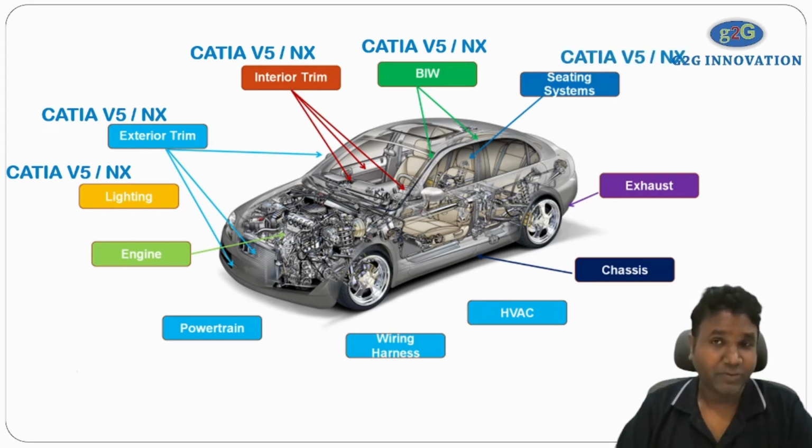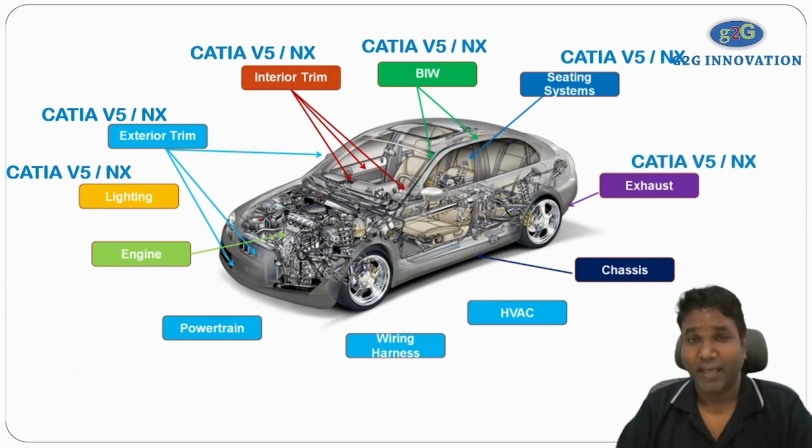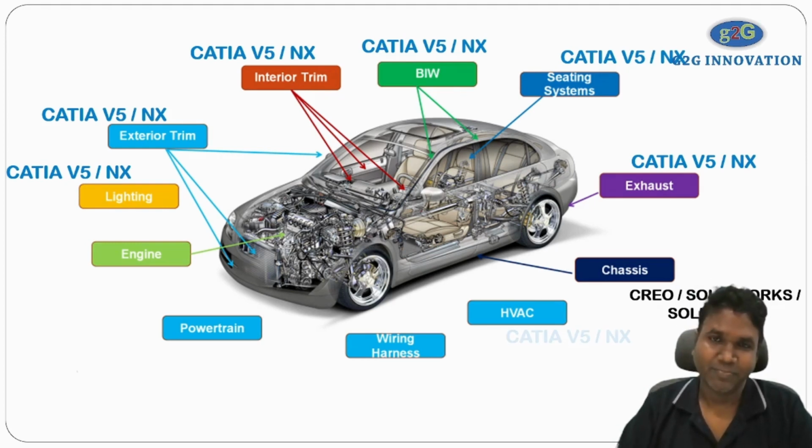Coming to the seating system. Now, the seating system includes sheet metal domain, plastic domain, and foam domain. All these things are designed in CATIA V5 and NX. Exhaust system is again designed in CATIA V5 and NX. Chassis requires solid modeling, so Creo and SolidWorks or Solid Edge are used for designing chassis. HVAC, that is heating, ventilation, and air conditioning, again uses CATIA V5 and NX for designing.